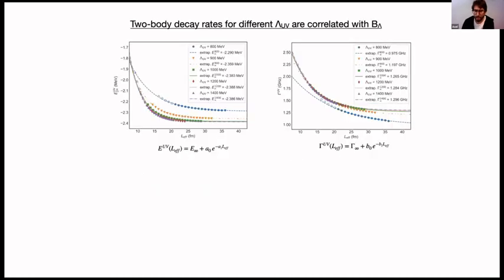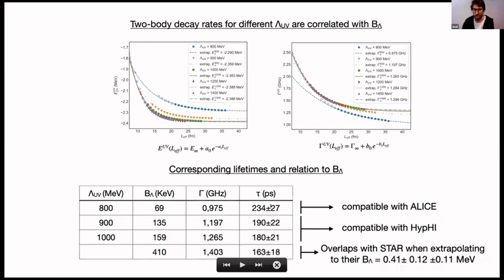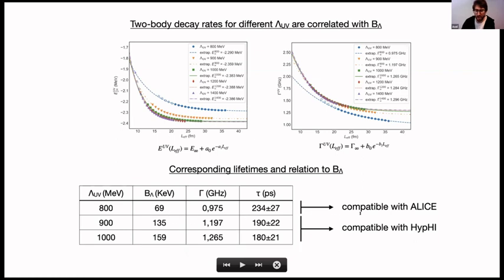Then here I compare these two figures side by side. Even though it's not fully converged at 1 GeV, they correlate very well, so we can associate separation energy to different lambda UV scales and decay rates and corresponding lifetime. And what we see is that each one correlates well with different heavy ion published collision values, so ALICE and HypHI, but each with different separation energy.